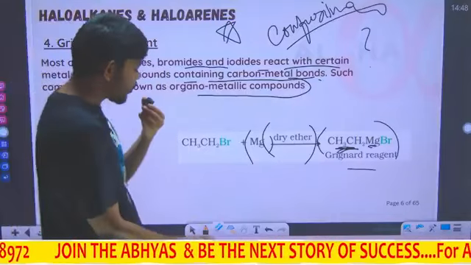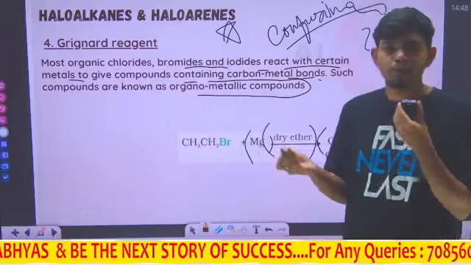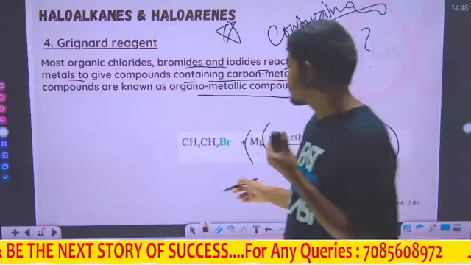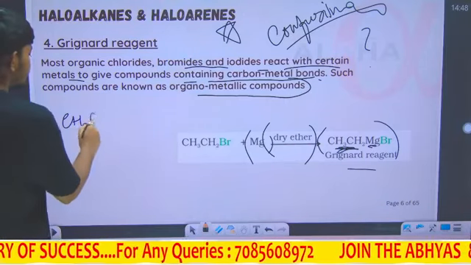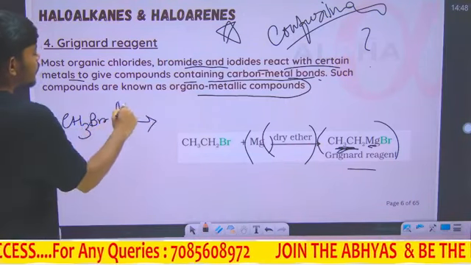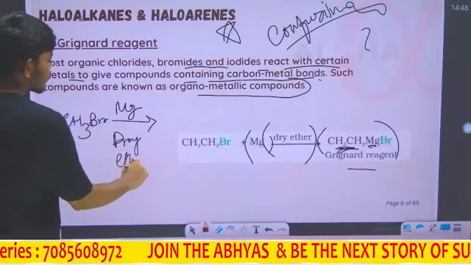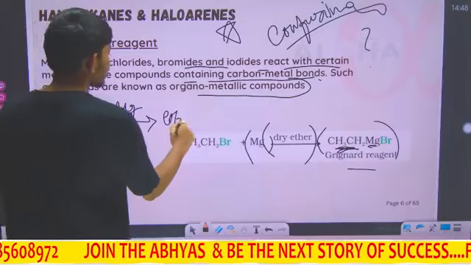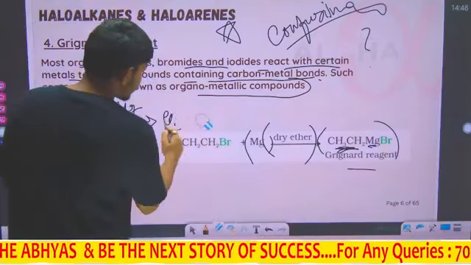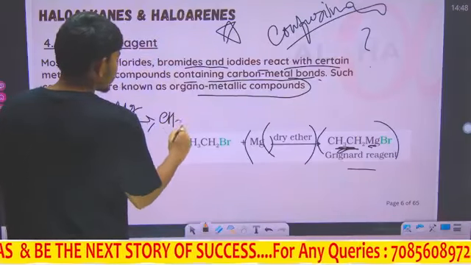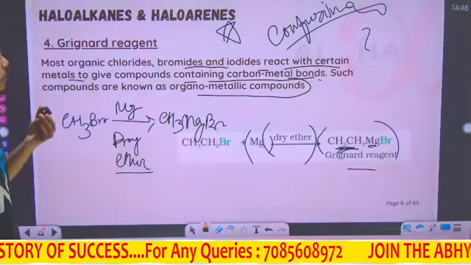Also, if you have any doubt in any slide of this video, you can comment down below. So suppose you have a simple CH3Br. What is Grignard reaction? Nothing but Mg, magnesium metal, in dry ether. This gives the compound CH3MgBr. So here it is the same.